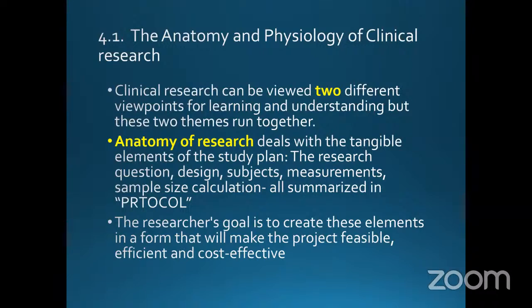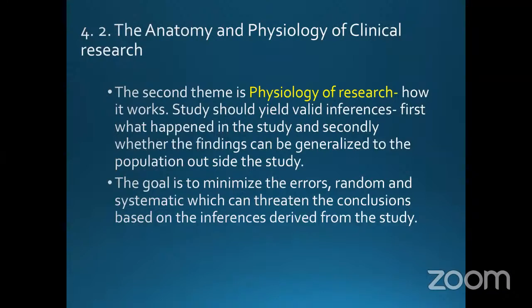The clinical research can be viewed from two different viewpoints for learning and understanding, but these two themes run together. Anatomy of research deals with the research question, design, subjects, measurements, sample size calculation. They all should be summarized in the protocol. The researcher's goal is to create these elements in a form that will make the project feasible, efficient, and cost effective. The second theme is the physiology of the research, how it works. The study should yield valid inferences.